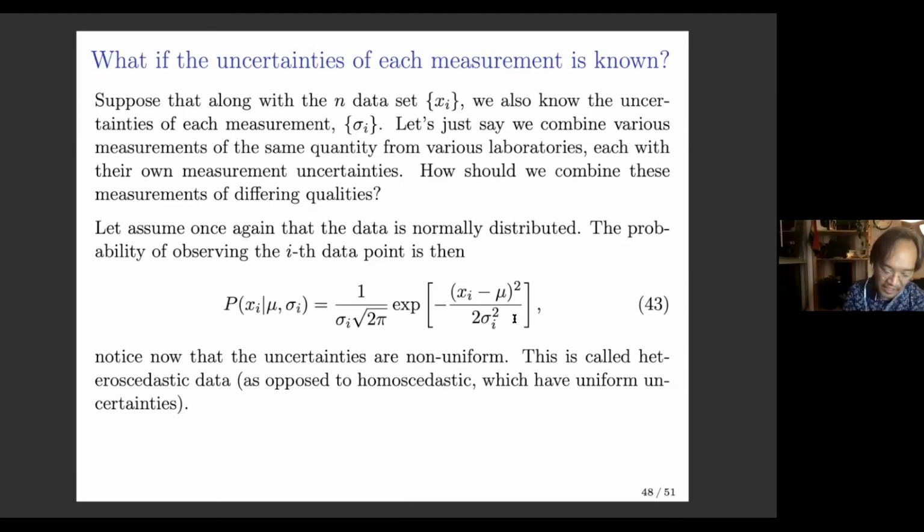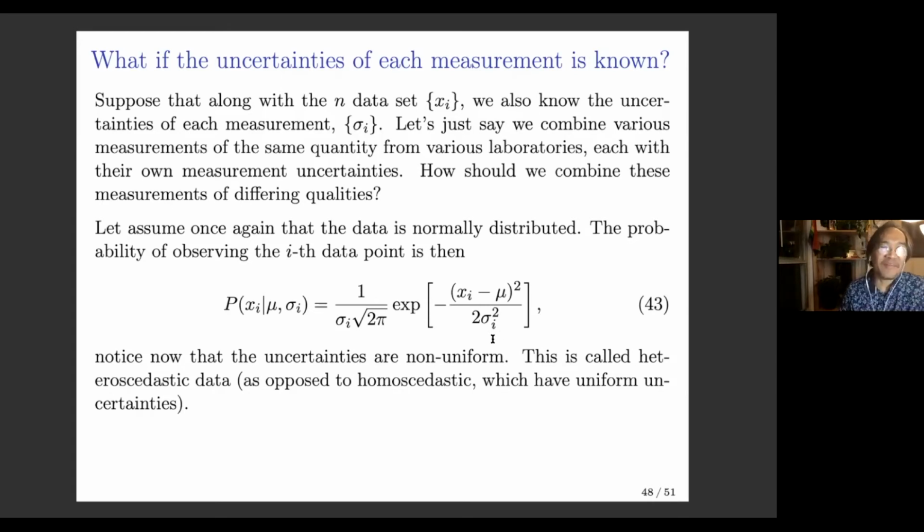Now, here's another case. Suppose we measure quantities, but we know the standard deviation of our measurements, and then we measure another data point, and then another, and we know the uncertainties. Let's say we have measurements from various laboratories all over the world, and they all have different instruments, but they're measuring the same quantities, and they all have different uncertainties. So how do we combine them?